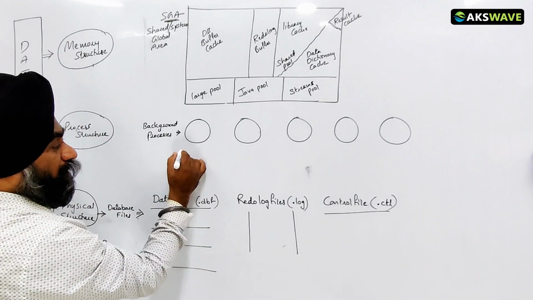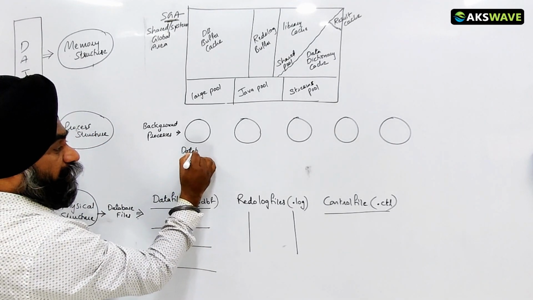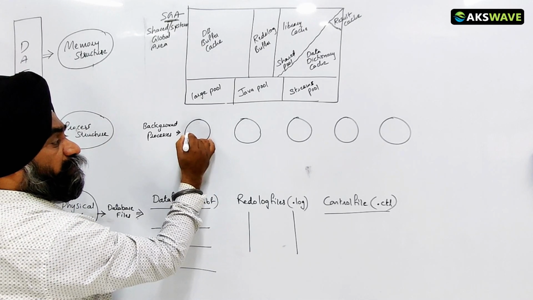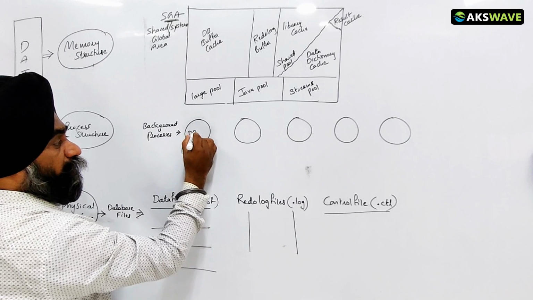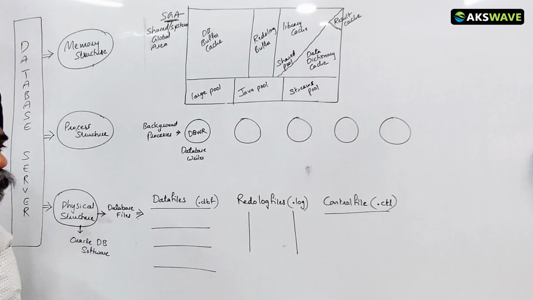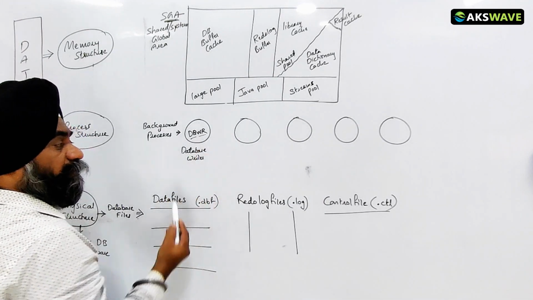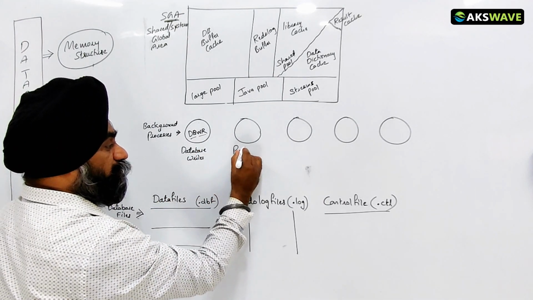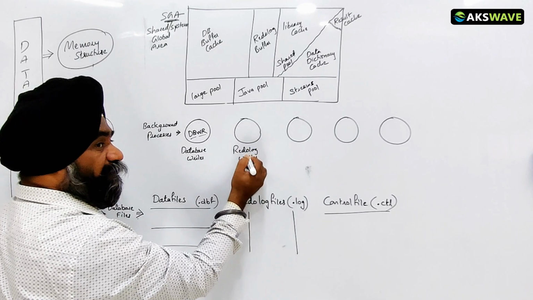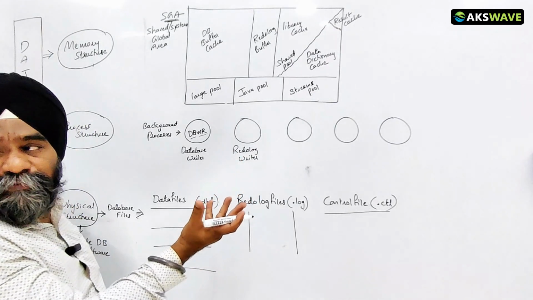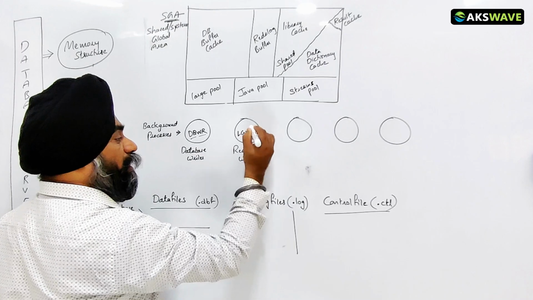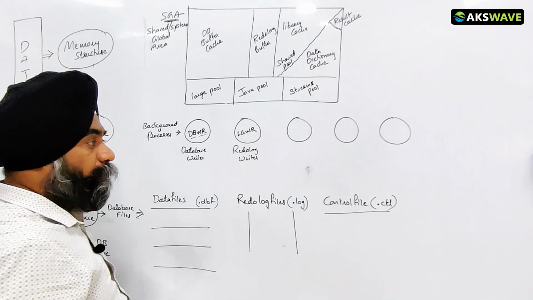What are those? Like one, database writer. Shortly, it is named DBWR. DBWR, database writer. Then next one is called the redo log writer, or even we call it the log writer. Simply, a log writer. It is LGWR, log writer.